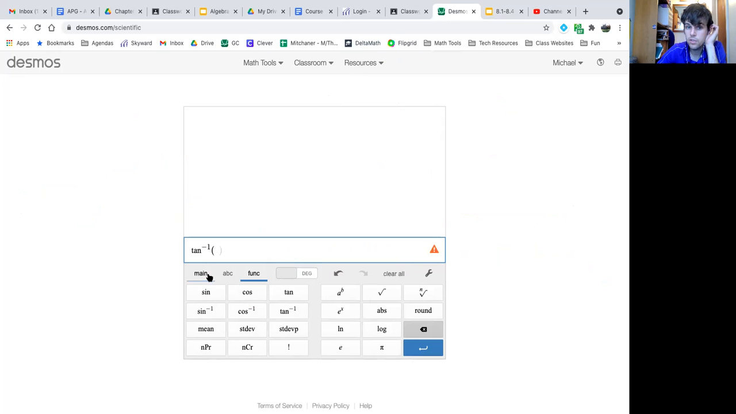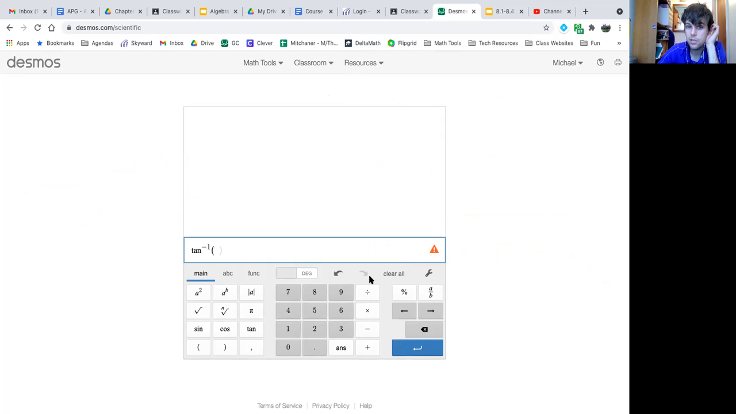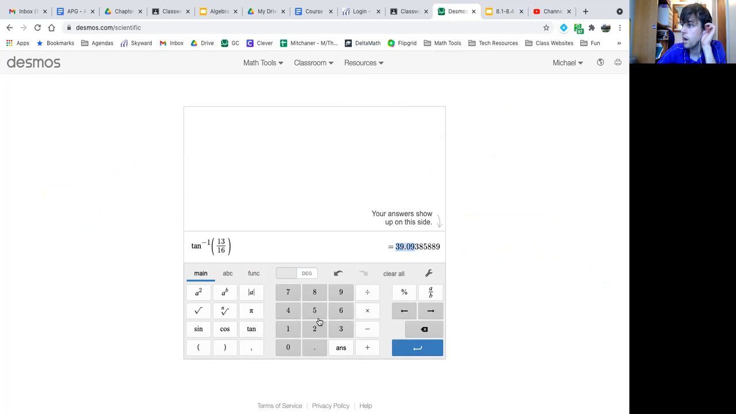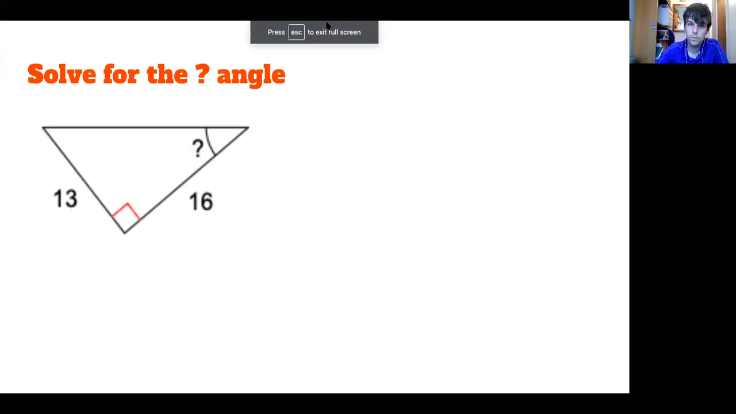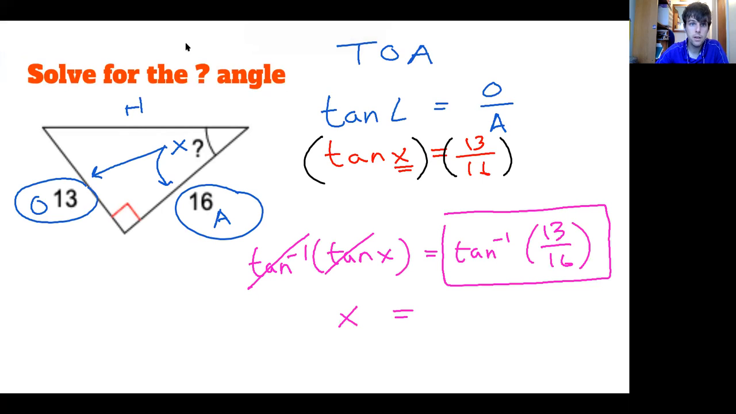So tangent inverse, and then we'll go back to the main calculator. And we're doing 13 divided by 16. And there we go. That is our angle measurement. We round it to whatever is appropriate. We'll go ahead and round this to 1 decimal place. So this 0 is going to round up to a 1, 39.1. Okay, so our angle here is 39.1 degrees.